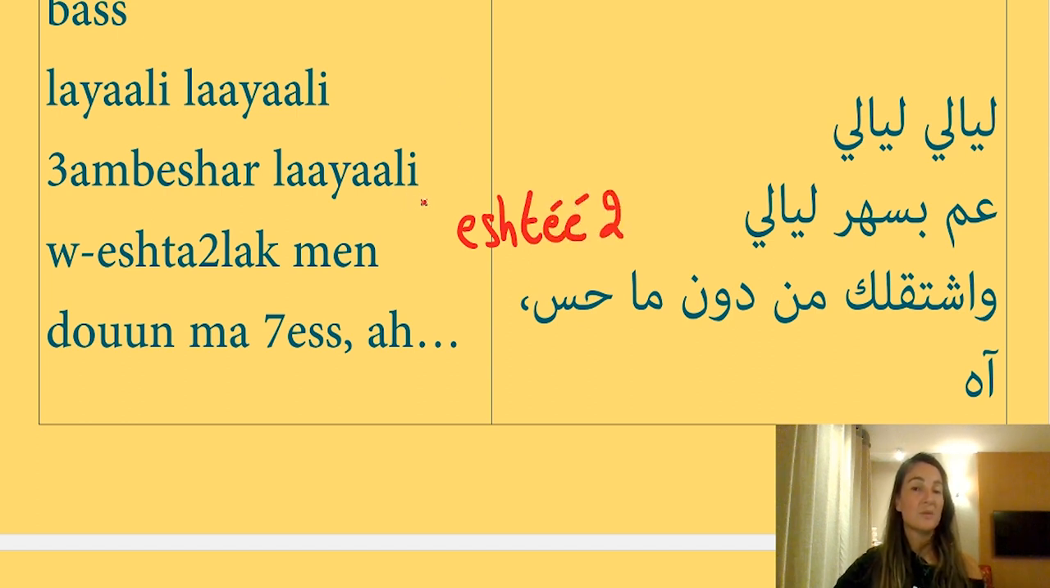Usually, if you want to say to someone I miss, you say بشتاق. You don't say اشتاق when it's on its own. But here, because she used عم بسهر, she has the option of dropping the B. So here, she could have said عم اسهر. Some people say عم اسهر, but I personally like to use it with the B, عم بسهر.